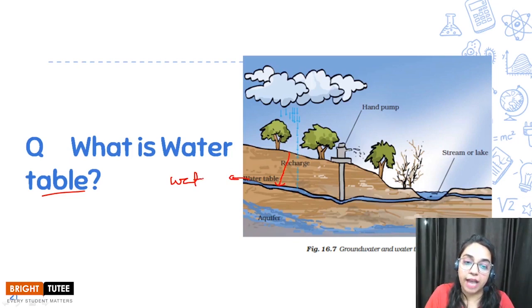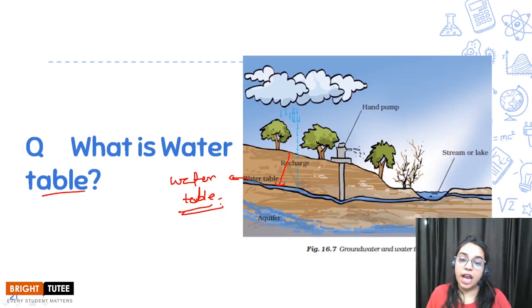And children, at different places, this water table may vary, okay? At some places it is at less depth, or in some other areas we will have to dig very deep in order to reach the water table, okay? And this can also be depleted because of overuse of this groundwater, okay children? So what is water table? Water table is the depth at which we start finding this groundwater, okay?